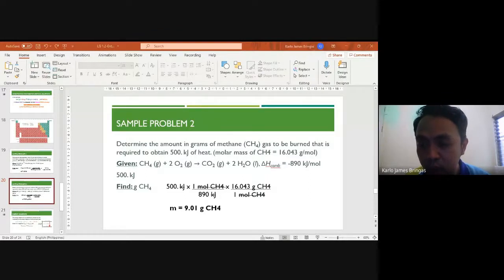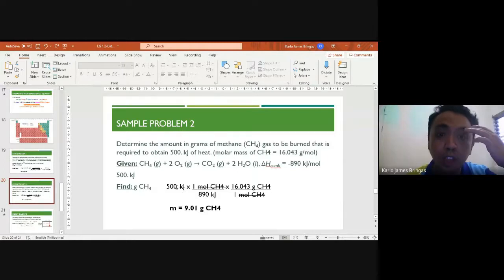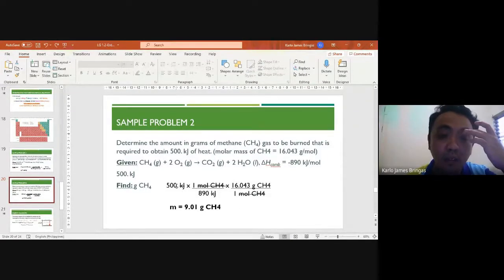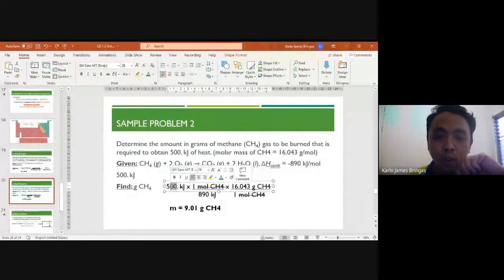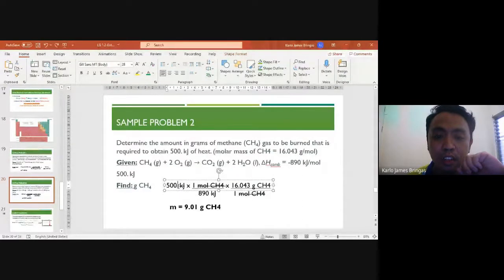So why again 3 significant figures? If you recall from our earlier lessons, for multiplication or division, what we follow is that the final answer should have the least number of significant figures. Count 500 kilojoules, it has three. The 5 is significant, and these two zeros are also significant since after the zeros, you have a decimal place. So 3 significant figures this one.